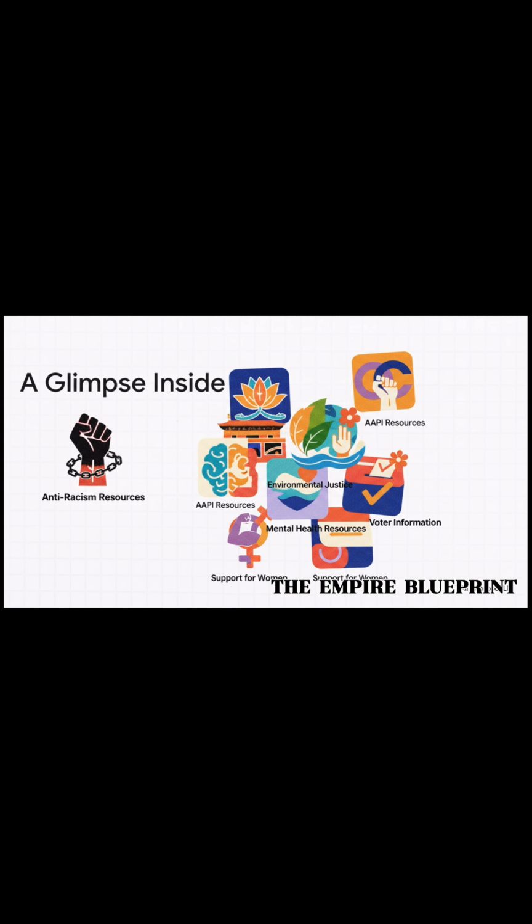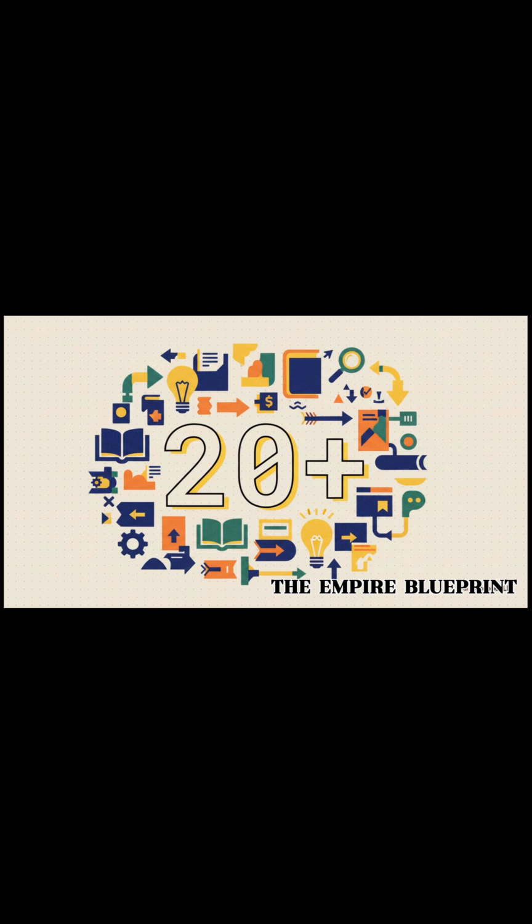And just look at the range of topics it covers. Seriously, this isn't just a list about one single issue. No way. It brings everything together from anti-racism and environmental justice to mental health and voter info, all under one roof. And believe it or not, that's just a little sample. There are more than 20 major categories in this thing. It is a massive, massive collection of information.